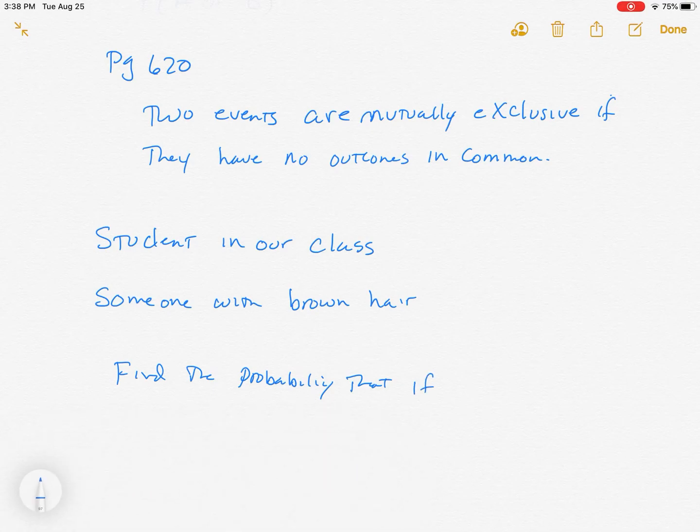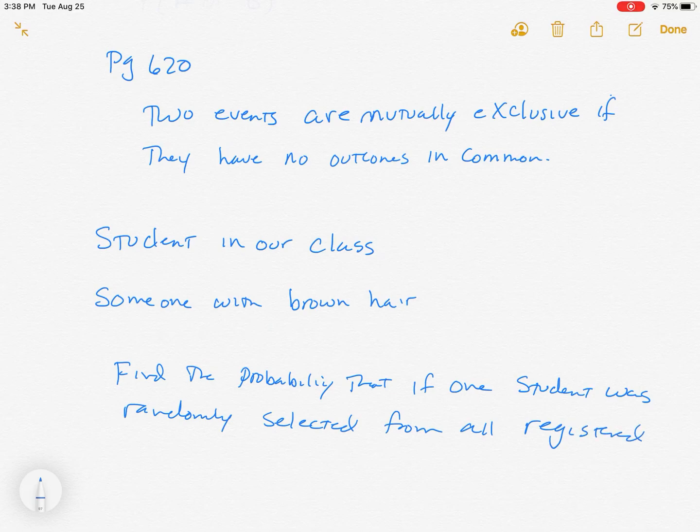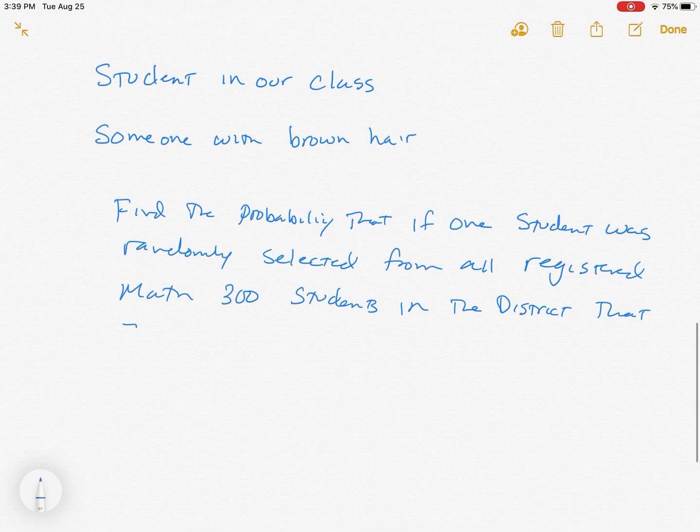Find the probability that if one student was randomly selected from all registered Math 300 students in the district, that the person would either be from our class or have brown hair.